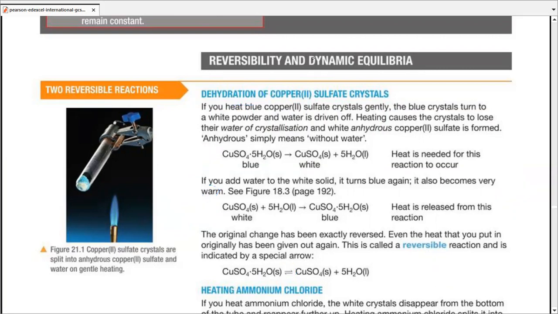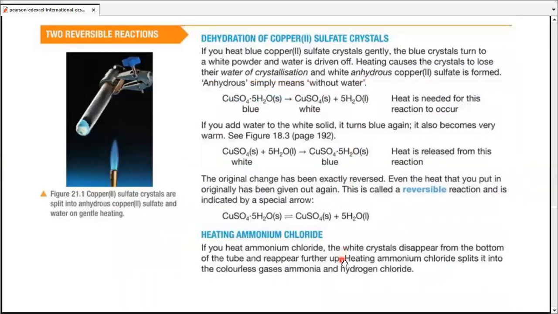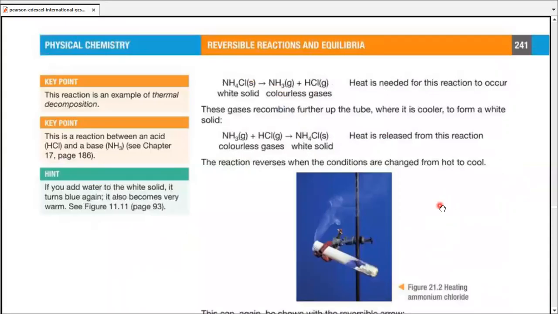So moving on. Second example, heating ammonium chloride. The white crystals disappear from the bottom of the tube and reappear further up. Heating ammonium chloride splits it into colorless gases, ammonia and hydrogen chloride, and we can reverse the entire process. Now, we have a white solid, which is NH4Cl, ammonium chloride. It is converted into two colorless gases. Heat is needed for this reaction to occur, endothermic, right?